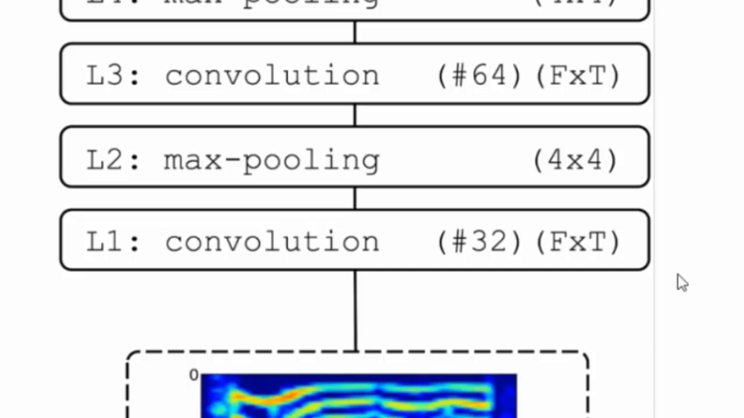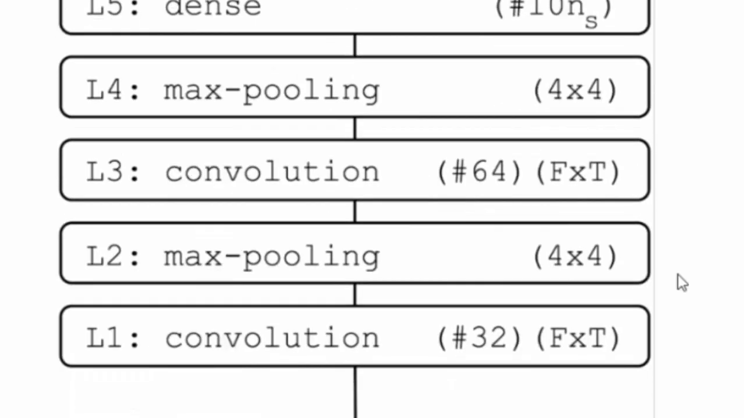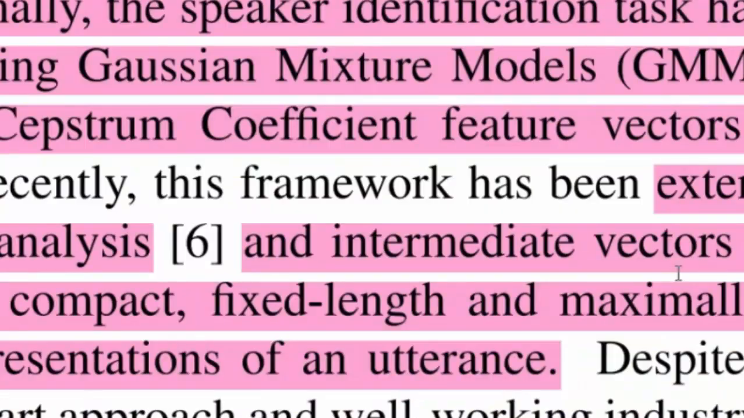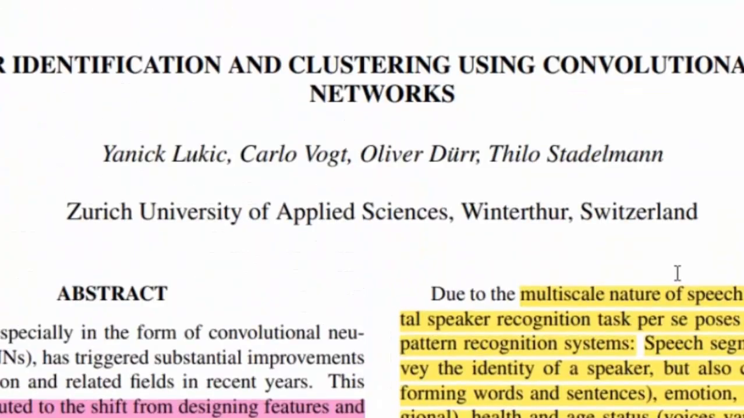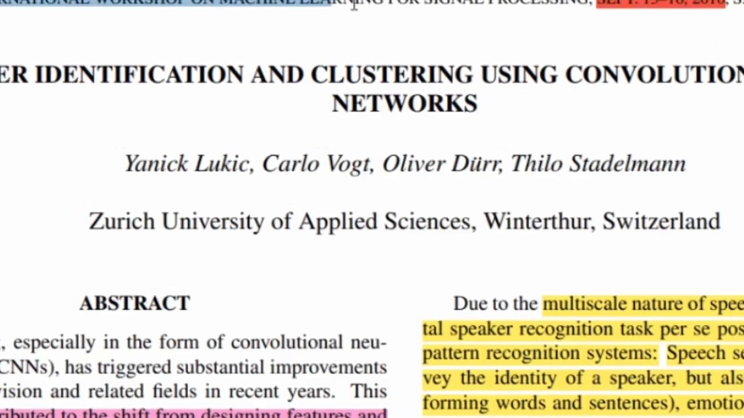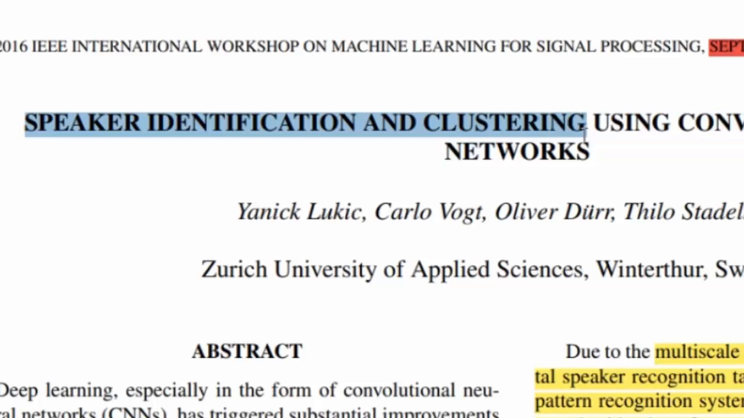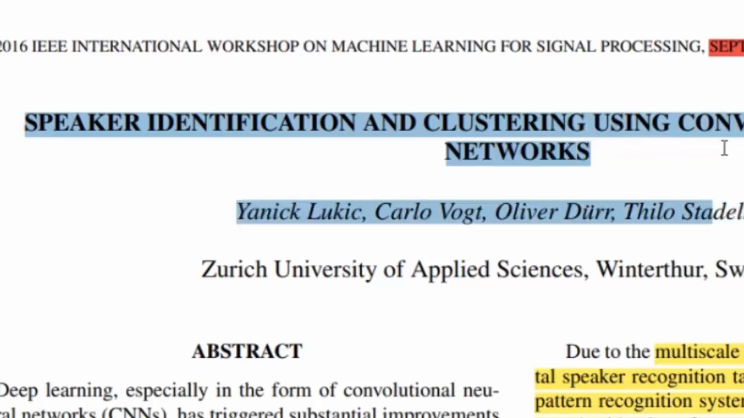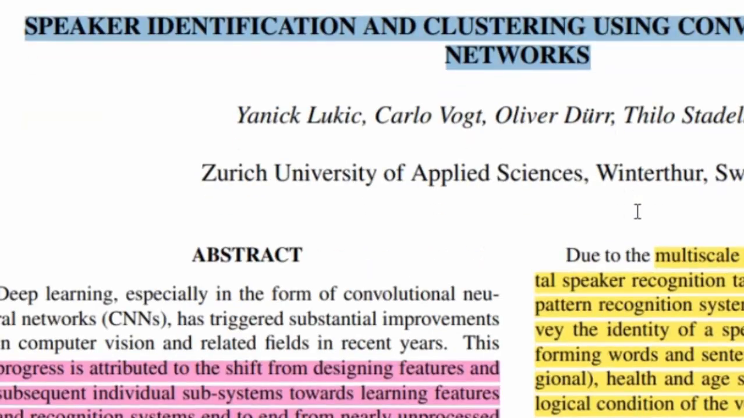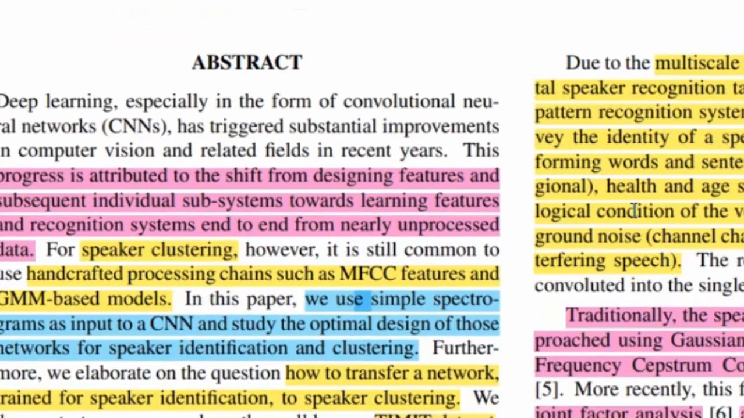So this is the overall structure of the CNN model created in this paper. This paper was published in 2016 in the IEEE International Workshop on Machine Learning for Signal Processing. The title of this paper is Speaker Identification and Clustering Using Convolutional Neural Networks. So it is very relevant to today's code.